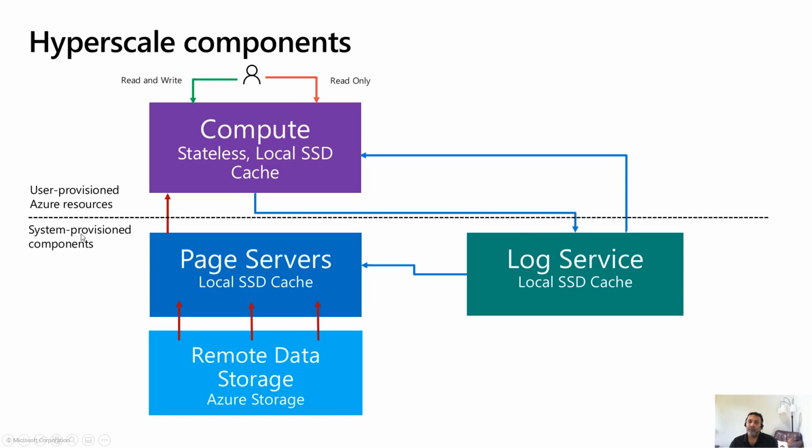And the components below are system provisioned, so it's not like a user provisions them. We automatically provision these components. And that's page servers. Page servers are covering cache for all your data. And then that data is backed by Azure Blob Storage. And then you have the log service. All the write activity happens from compute to log, and this log is then shipped to other components. But these are system provisioned components, and the user only interacts with compute.